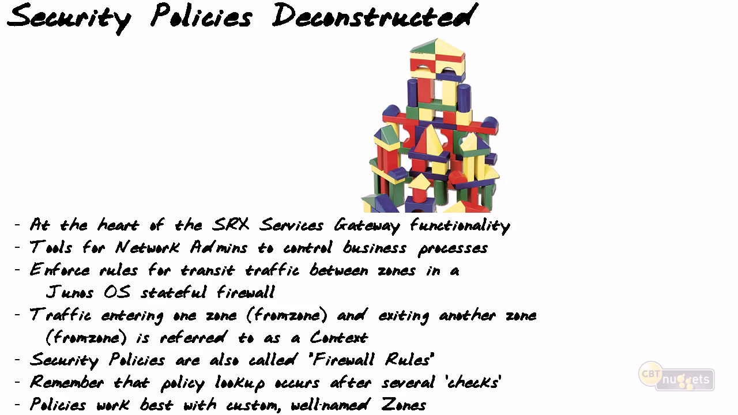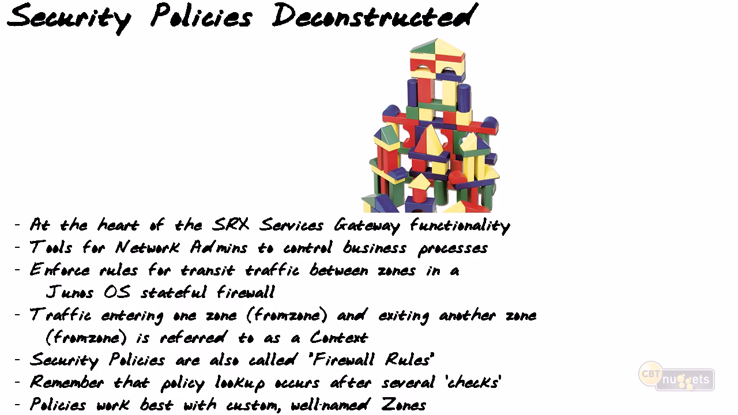Well, in a nutshell, security policies are really just rules that define the way that traffic can transit or go through your SRX. It's at the heart of the services gateway functionality. It basically provides a variety of tools for network administrators to control their different business processes. Because think about it, usually the transit traffic on the SRX is moving between different zones that are business zones. Even if it's a nonprofit organization, your business is broken up into different categories, different units, different departments.